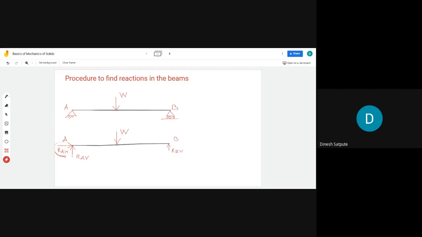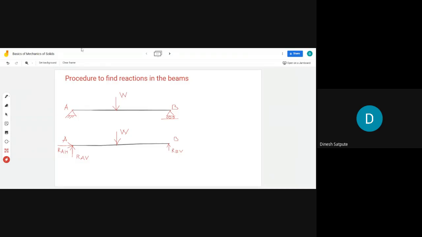But what about this reaction RAH, which is acting in horizontal direction? If there is no force in horizontal direction, there won't be any reaction in horizontal direction. So RAH, or the reaction in horizontal direction in case of beams, will always be equal to 0 if there is no force acting in horizontal direction. So we are not going to consider RAH in our calculations from here onwards. Horizontal reactions will not be considered in the calculations from here onwards, correct?